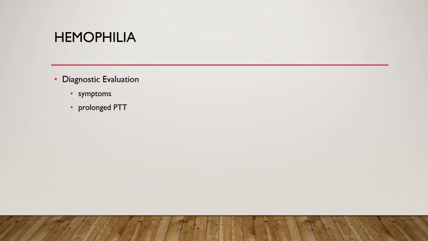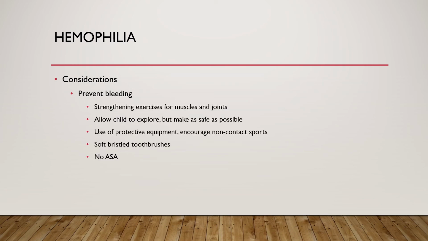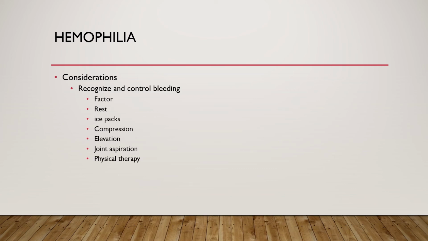But every time they get a bump or a bruise, they may need to come in for a factor infusion. It's given IV. It doesn't take real long, not particularly fun. You have to start an IV and insert the factor and watch them for a little while afterwards, and oftentimes send them home. So what you'll see is, of course, bruising and bleeding, and a prolonged PTT. Strengthening exercises for muscles and joints, allow them to explore but keep them safe. These kids shouldn't be playing contact sports. Soft bristled toothbrushes and no aspirin. Of course, we don't give aspirin to kids anyway.